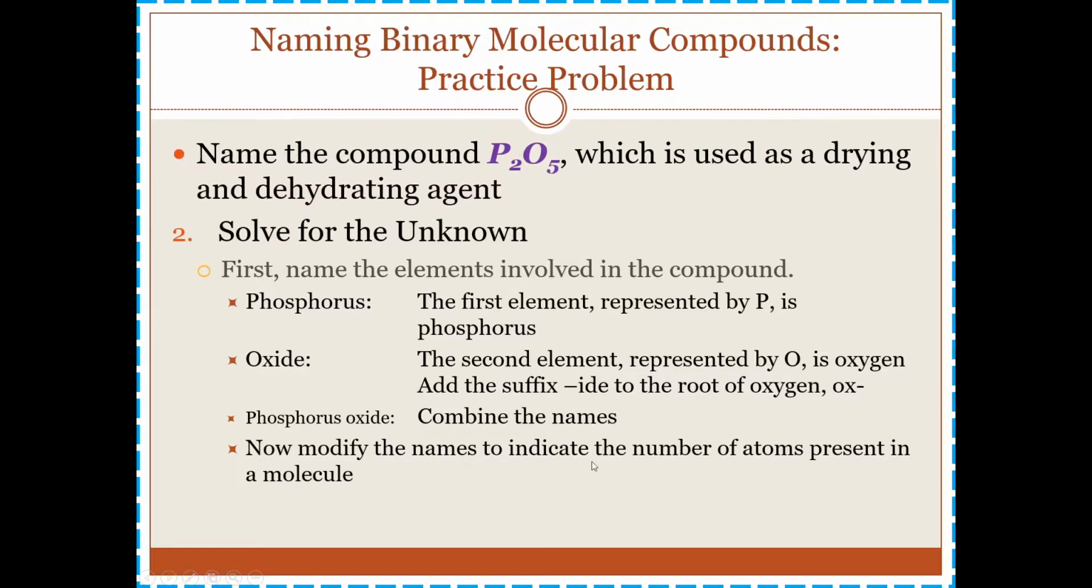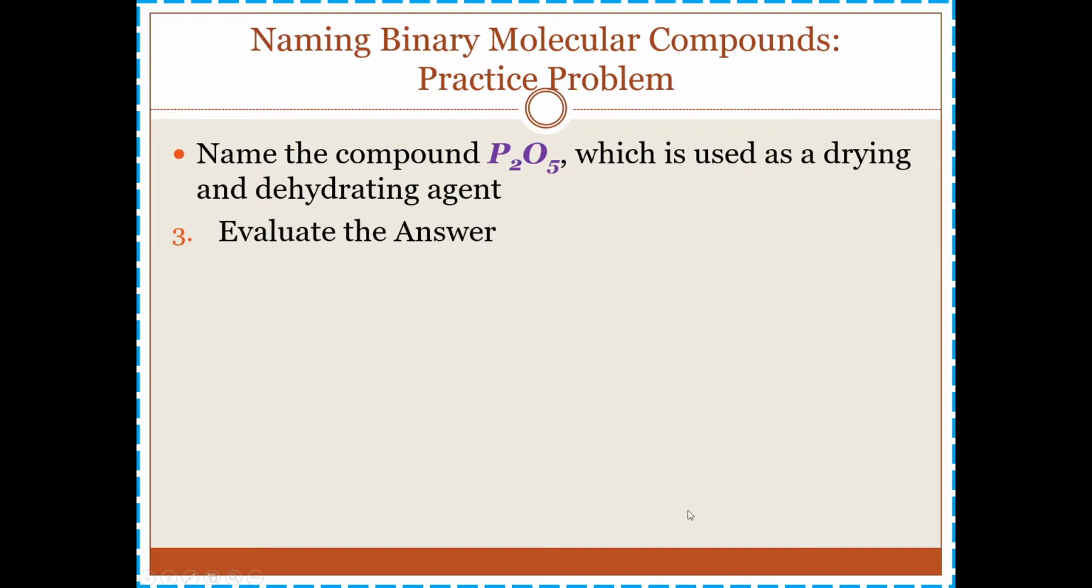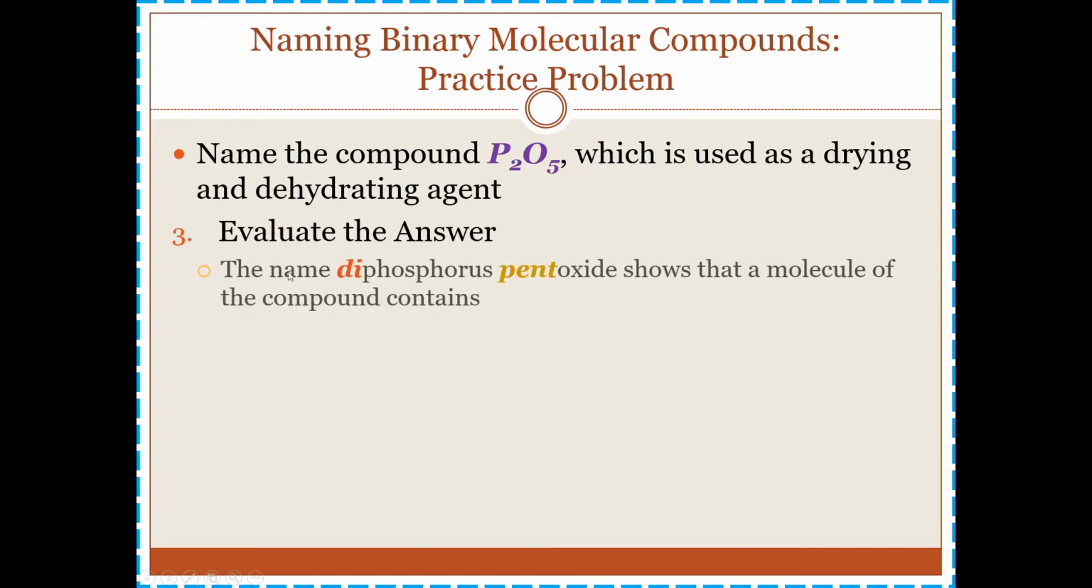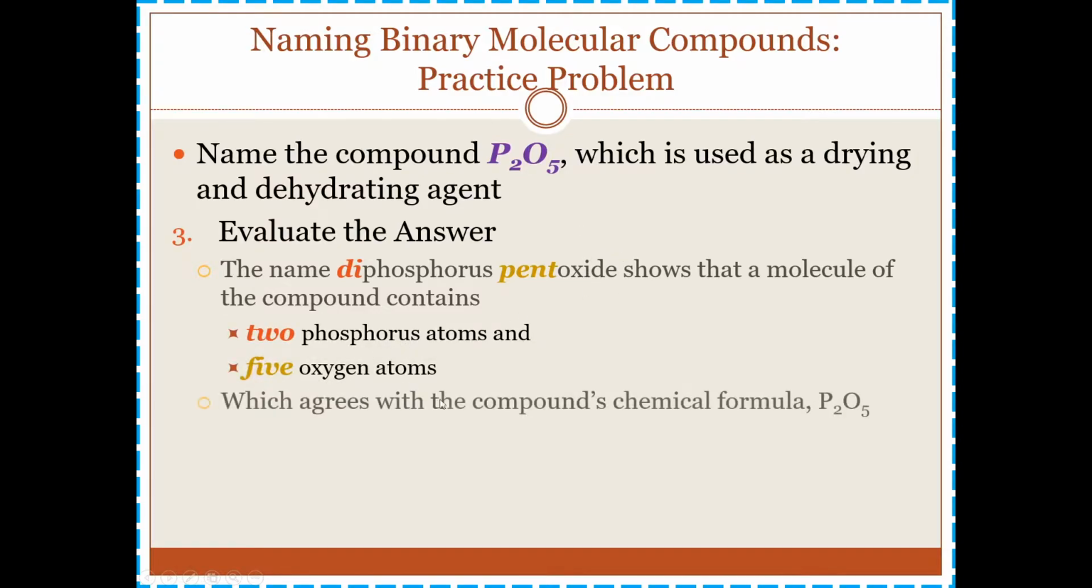Now we can modify the name with the number of atoms. So phosphorus is going to have 2, oxygen is going to have 5. So we're left with diphosphorus pentoxide. So evaluate the answer. So di meaning 2, pent meaning 5, oxy, oxygen, and ide for the suffix. So 2 phosphorus, 5 oxygen, so that's going to agree with the chemical formula P2O5.